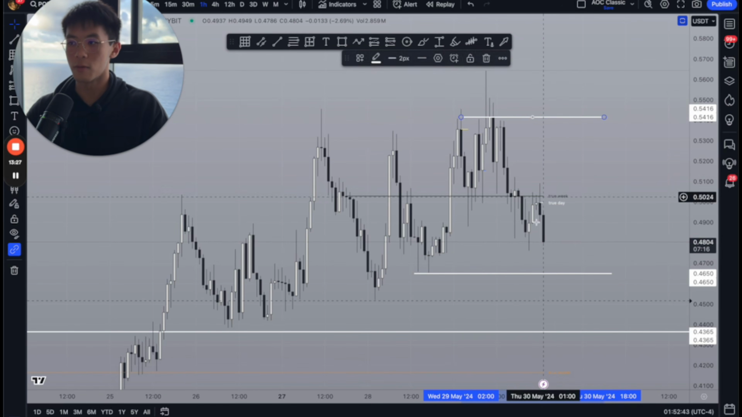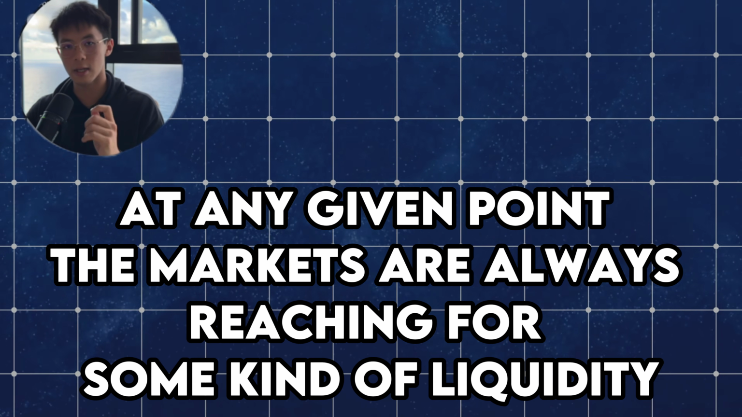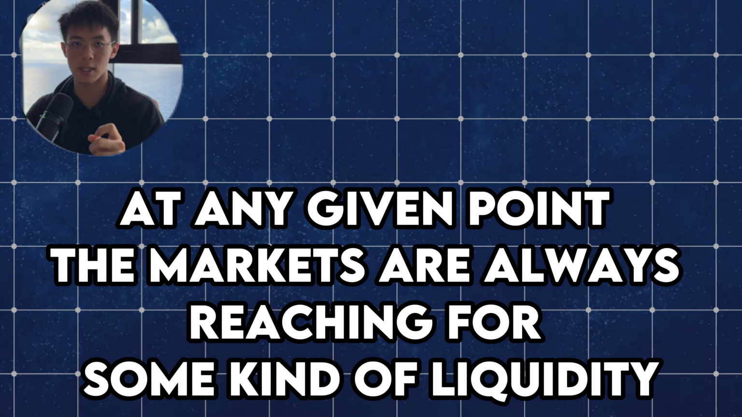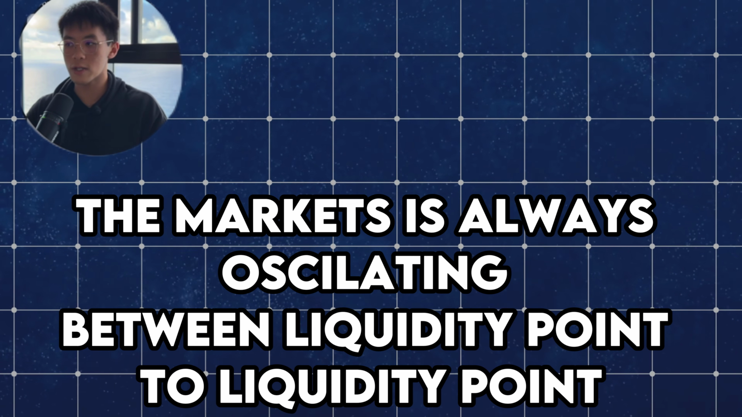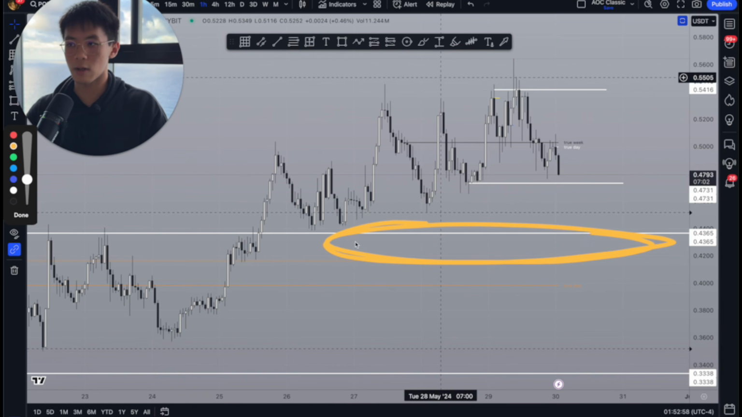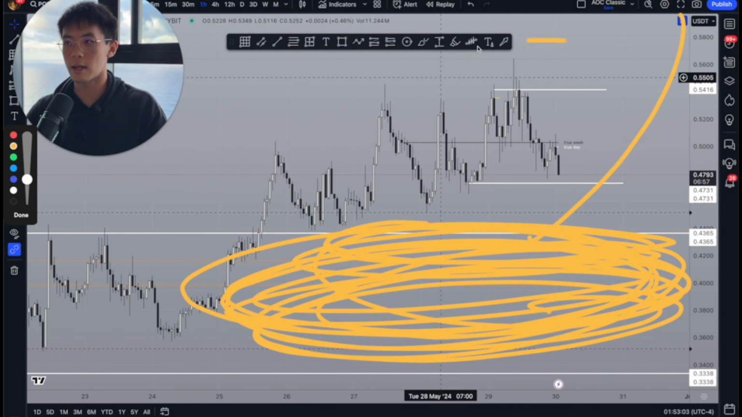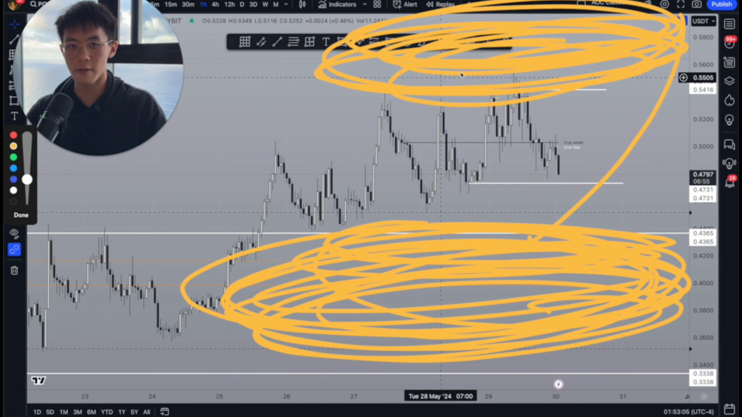And hence, when the market moves, at any given point, I want you to remember this, the market is always reaching for some kind of liquidity, right? The market is always oscillating between liquidity point to liquidity point. When most of the sell orders, when most of the liquidity below here has been taken out, then the market will start going up. And once most of the liquidity above has been exhausted, the market starts going down. It's as simple as that.